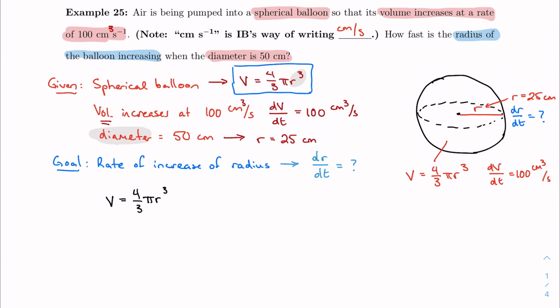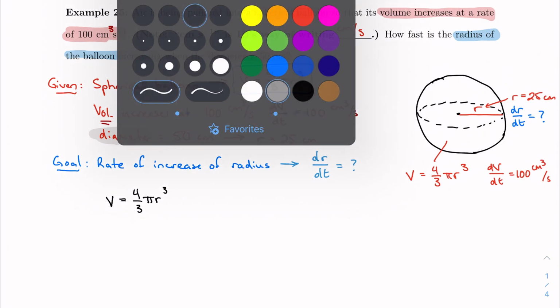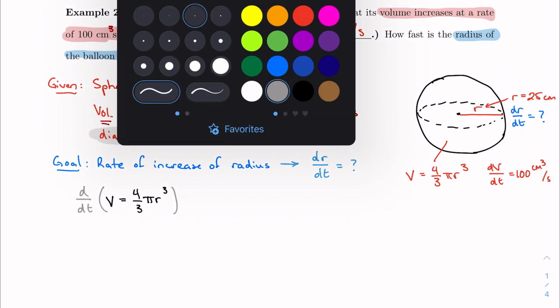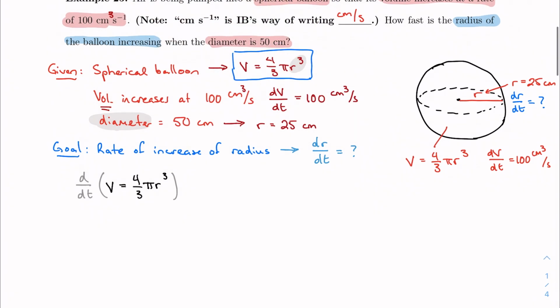Well, the way we're going to do that is by deriving implicitly. We're going to derive everything with respect to time. And this is implicit differentiation, right? Because my variables don't match. So the derivative of volume with respect to time is just dV by dt. And just like we did with implicit differentiation before, the same thing's going to apply over here. So derive like normal. I'm going to get 4 pi r squared. But my variables don't match, so I'm going to account for that with my differential term, dr by dt.